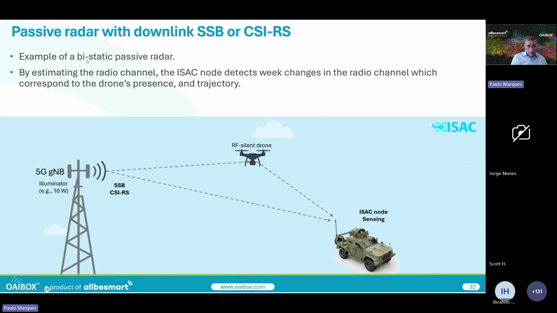This is an example of a bistatic passive radar. So as a base station, you can transmit 10 watts or even more. And then if there is a drone, a silent drone, by estimating the radio channel at the ISAC node, it will be possible to detect weak changes in the radio channel, which correspond to the drone's presence and trajectory. Of course, if you have the possibility to explore beam scanning, it will improve detection and performance.